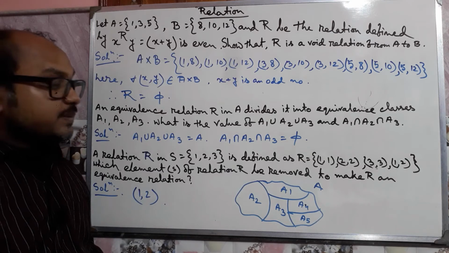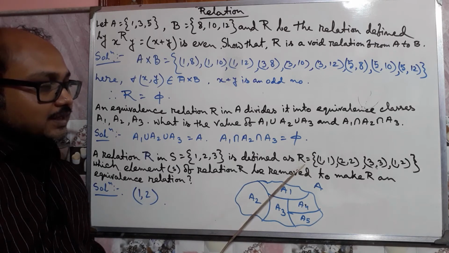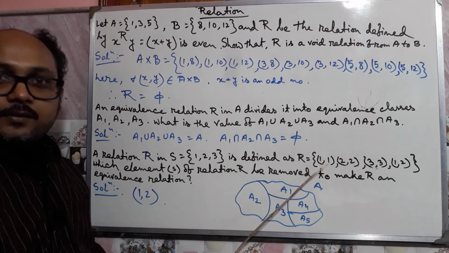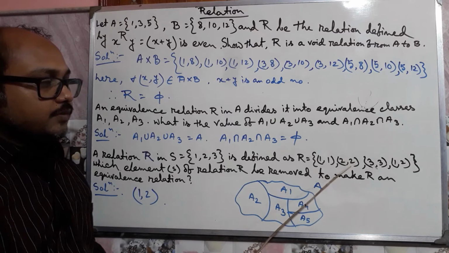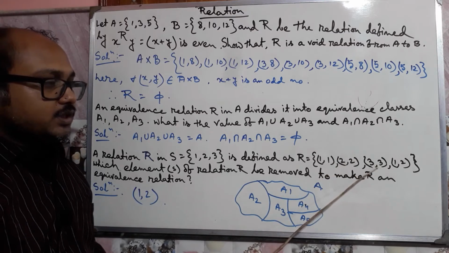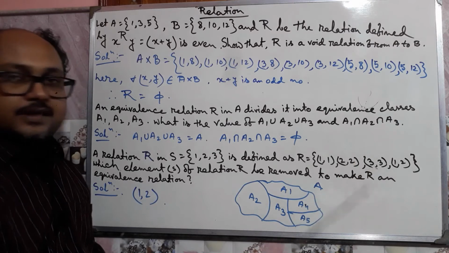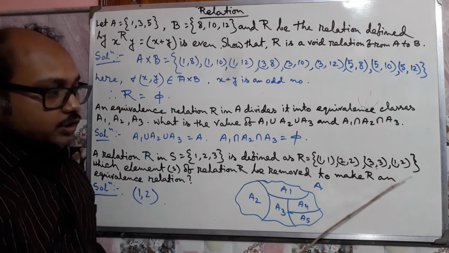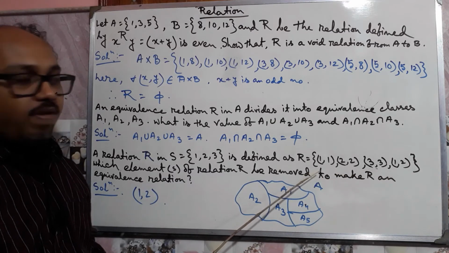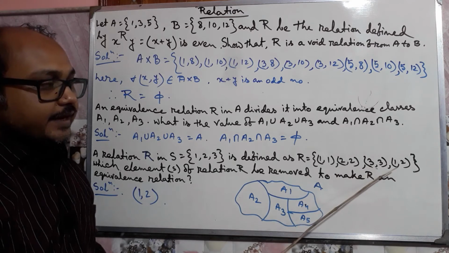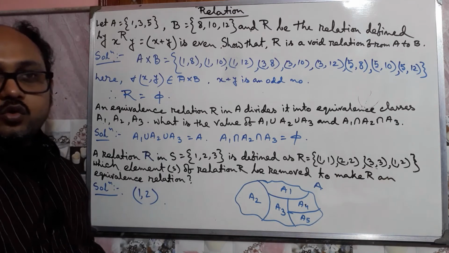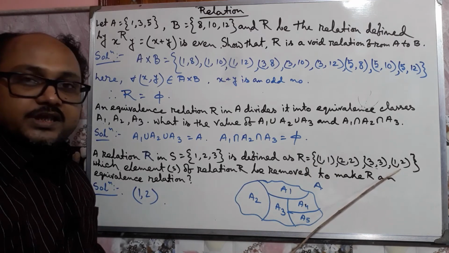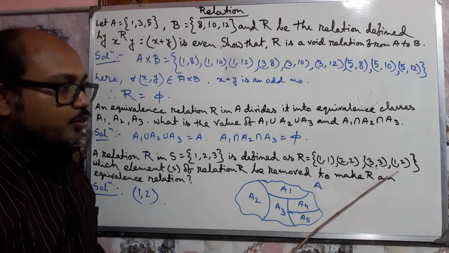Now symmetry, we have to check whether this R is a symmetric relation or not. For (1, 1), the reverse of (1, 1) is also (1, 1). For (2, 2), the reverse of it is itself. For (3, 3) also, the reverse is itself. Now for (1, 2), the reverse of (1, 2) is (2, 1), which is not in this set. So it fails to be symmetric for this element (1, 2). So, to make this R a symmetric relation, we have to remove this element (1, 2) from R.